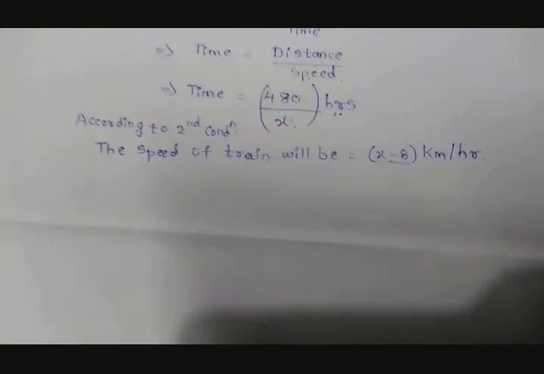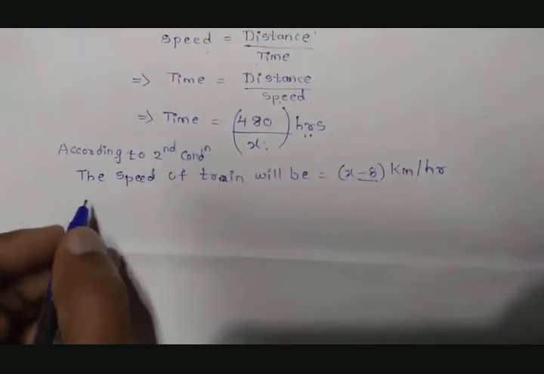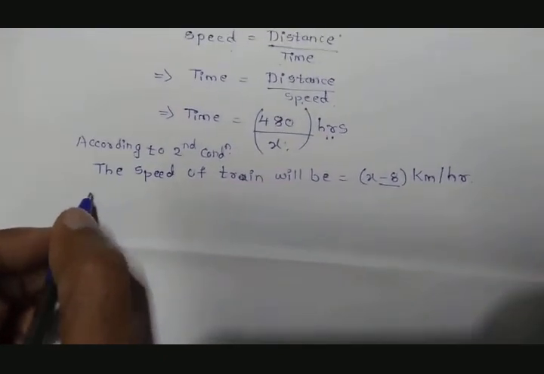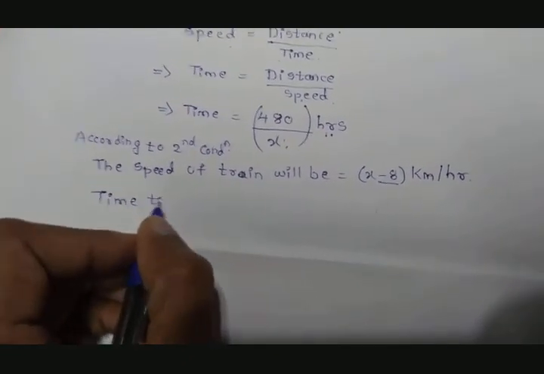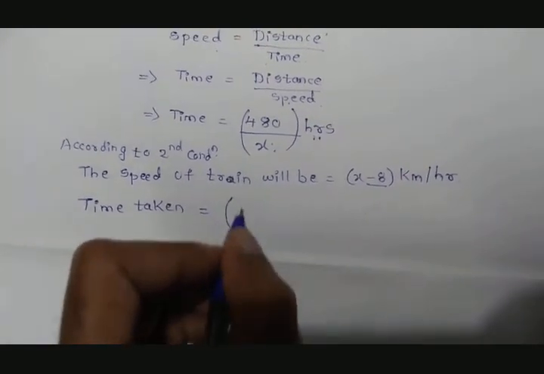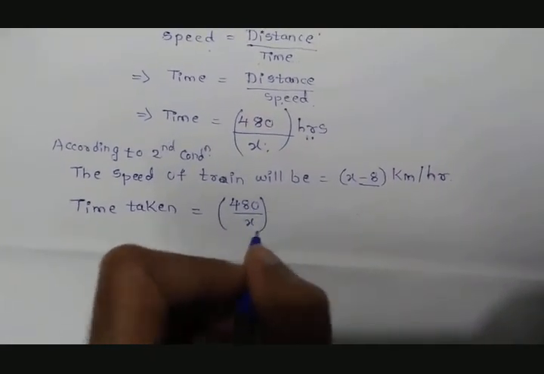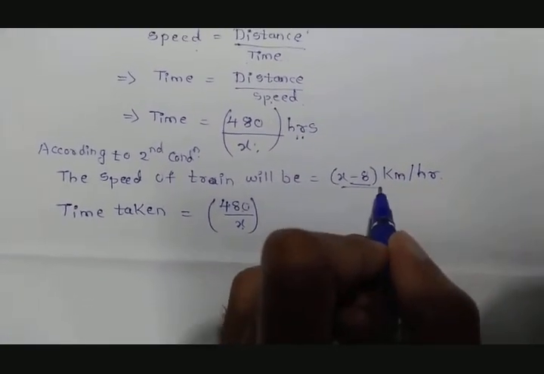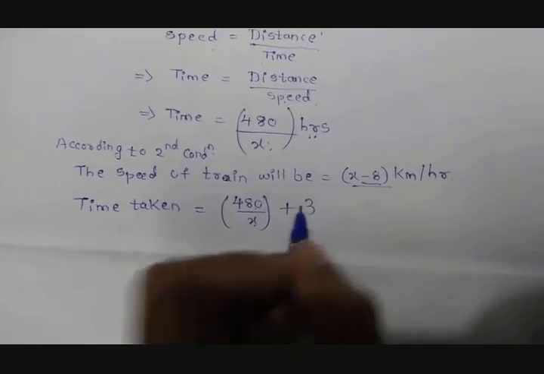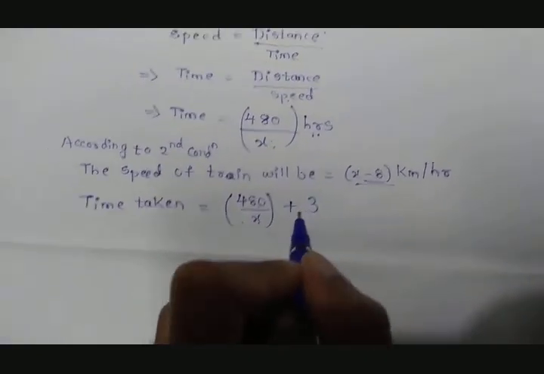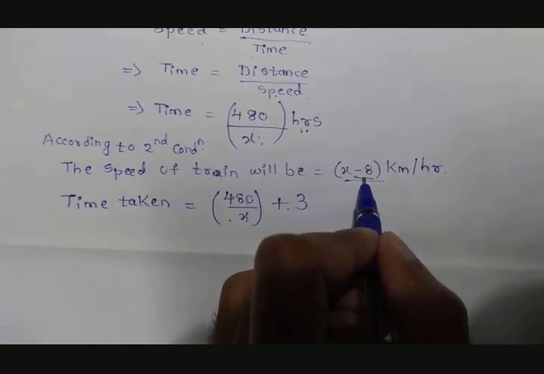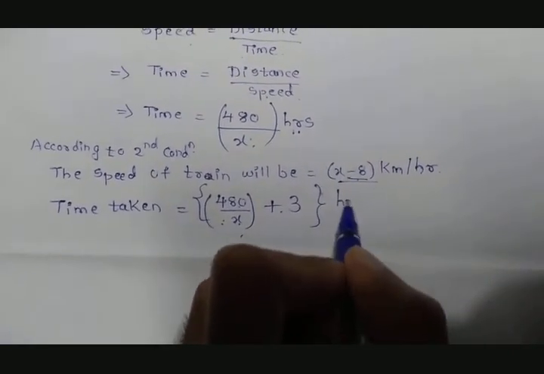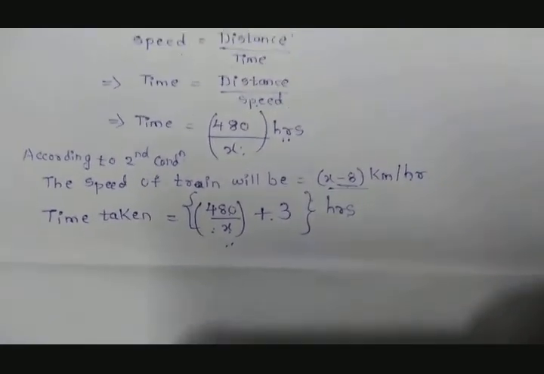And what will be the time taken? It will take 3 hours more than the regular timing. Therefore the time taken will be 3 hours more. So this was 480 by x when it was traveling normally. So when it is x minus 8 kilometers per hour, it will take plus 3 hours more. So this was the normal timing, and this was when the train was traveling at x minus 8 kilometers per hour. So it will take 480 by x plus 3 hours.